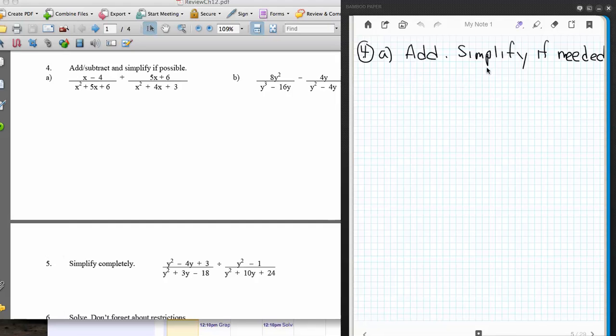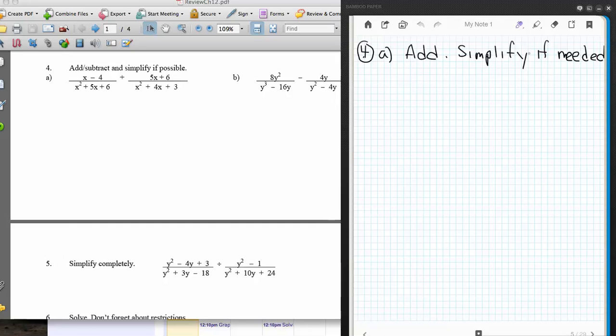This is part 2 for the review of Chapter 12 for Lehmann's text, Intermediate Algebra for Math 120 at Kenyatta College. Problem number 4 here, we're adding and subtracting rational expressions. We're going to add and simplify as needed.